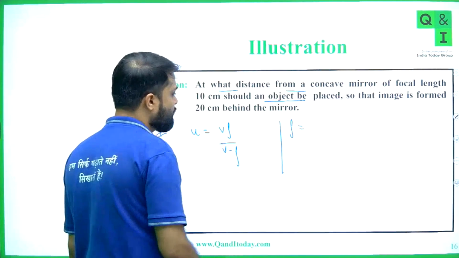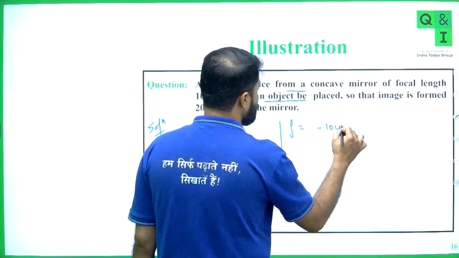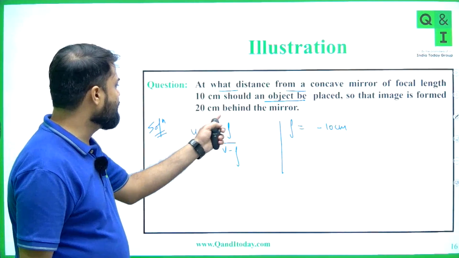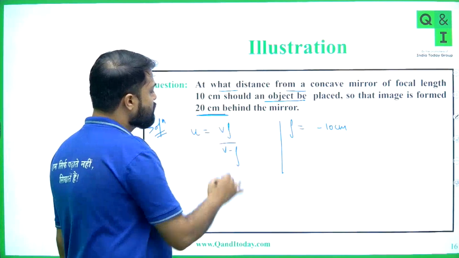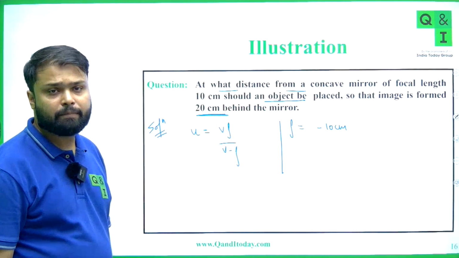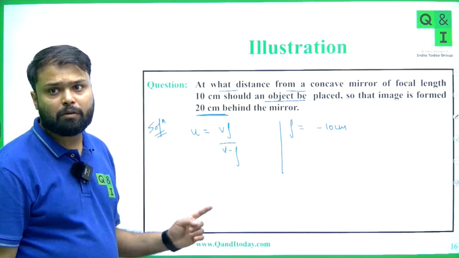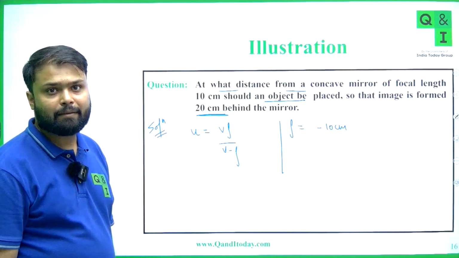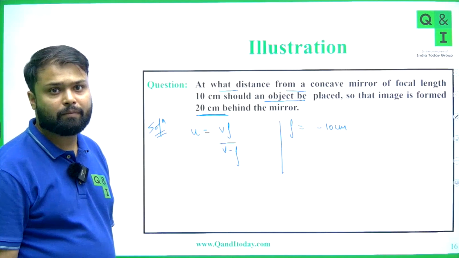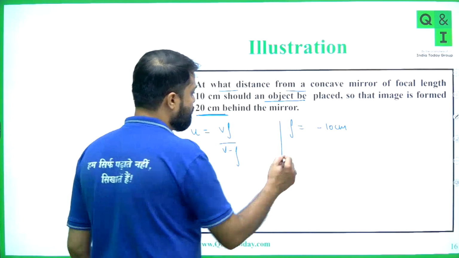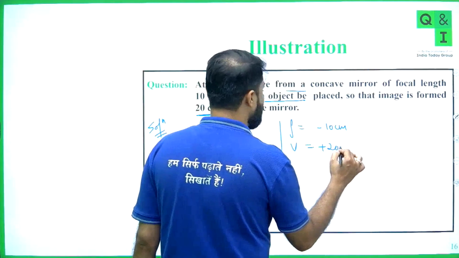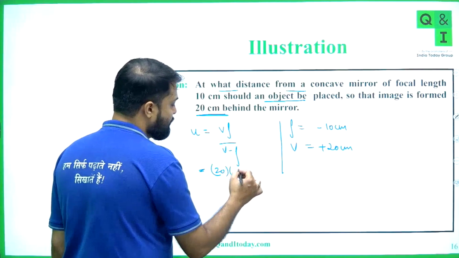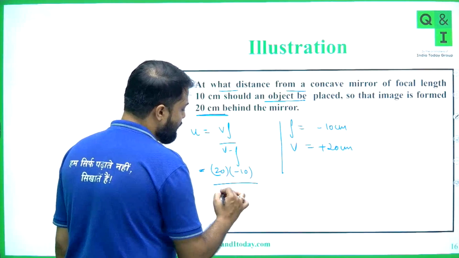F is negative. Clear? So minus 10 centimeter. Okay. Now the image is formed 20 centimeter behind the mirror. So is V positive or negative? Positive. V is positive. Very good. That is plus 20 centimeter. So put the values. V is 20, F is minus 10.